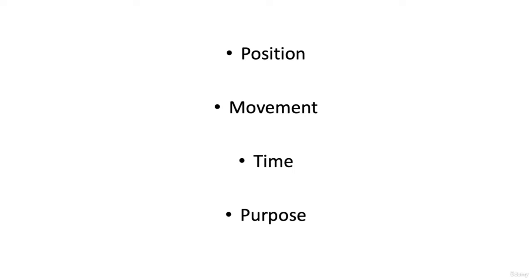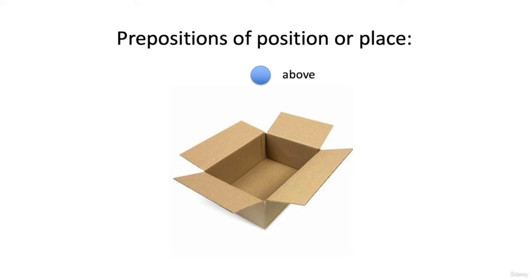Let's begin with some prepositions of position or place. They are used to describe where something is located in relation to something else, or where an action happens. Here are some examples. Above.